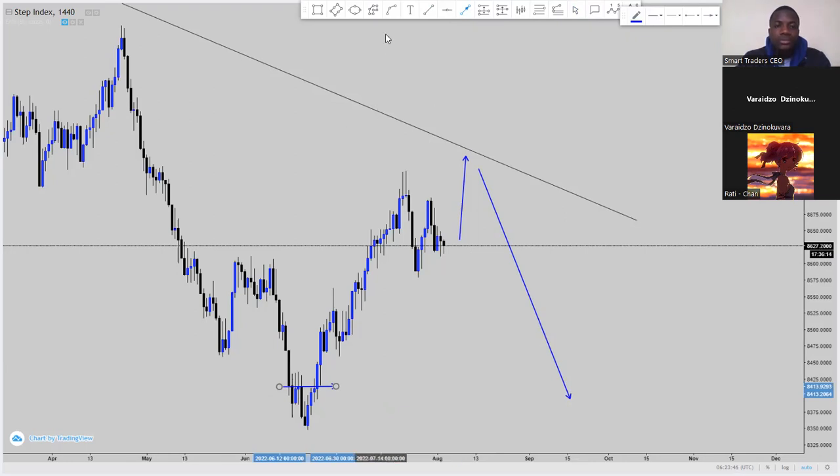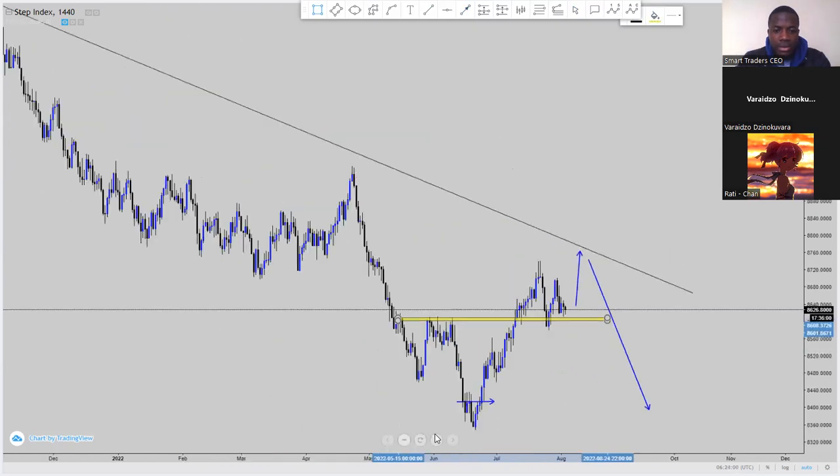So now let us look at our levels. I have this area here. I have this level of support. Let us also look for other areas. That area as well. Yes. So step index, I think the analysis is so clear.